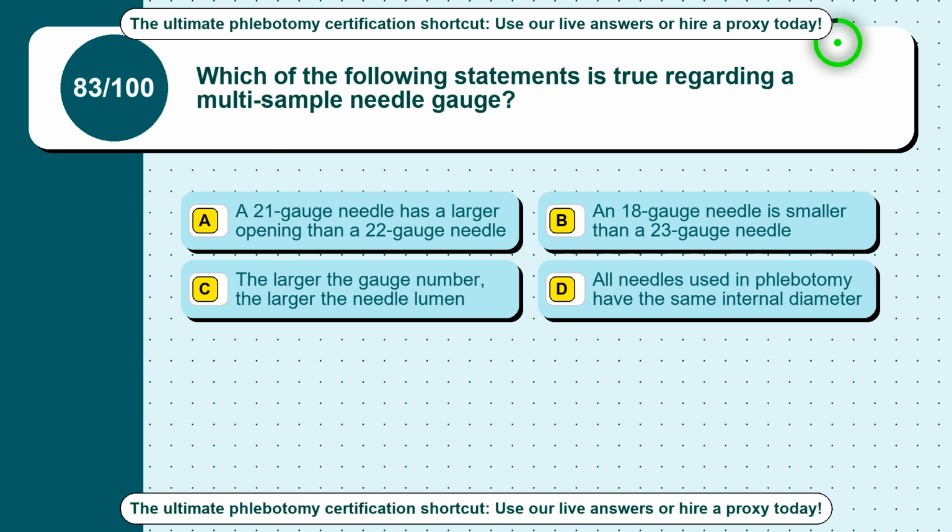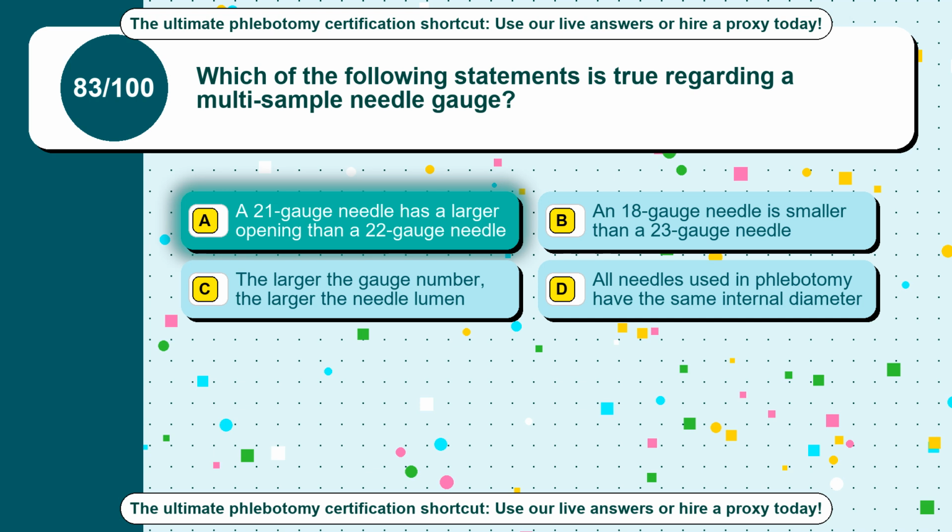Question 83. Which of the following statements is true regarding a multisample needle gauge? Option A. A 21-gauge needle has a larger opening than a 22-gauge needle. Option B. An 18-gauge needle is smaller than a 23-gauge needle. Option C. The larger the gauge number, the larger the needle lumen. Option D. All needles used in phlebotomy have the same internal diameter. The correct answer is option A.